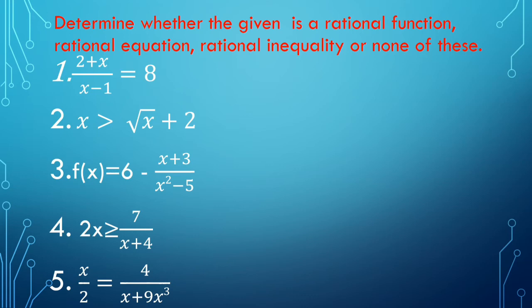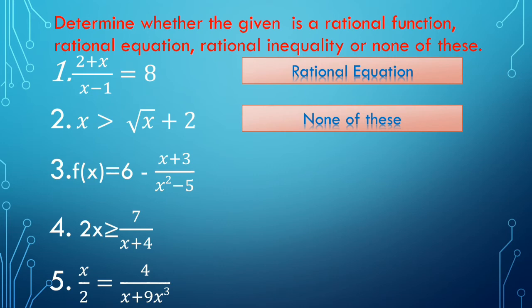For number 1, 2 plus x over x minus 1 is equal to 8. That is a rational equation. For number 2, x greater than square root of x plus 2. None of these, because square root of x is equal to x raised to 1/2, and that exponent is not a whole number.